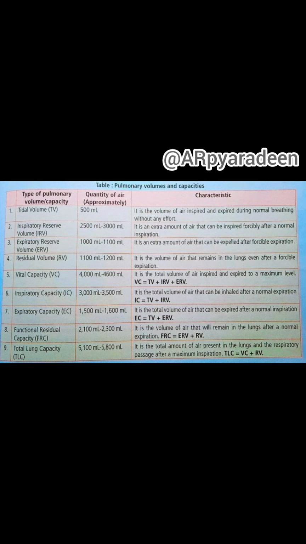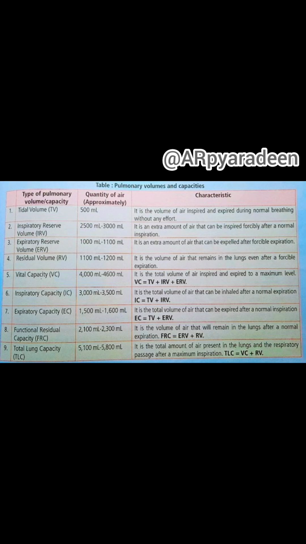Okay, our next part is mechanism of breathing. See, as we know, all living organisms require a continuous supply of oxygen for cellular respiration and exchange of gases, like inhalation of oxygen and exhalation of carbon dioxide between organism and its environment. This is basically known as breathing or respiration. So it has two steps or two processes.